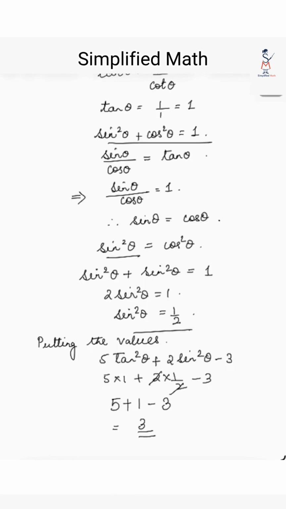You can even do this sum by finding the perpendicular, base and height and then finding sin theta and tan theta with the help of ratios. Here I have used the identity. You can even solve it using the simple identity, or you can find the values of sin theta, tan theta by the ratios, that is perpendicular, base and height. Fine.